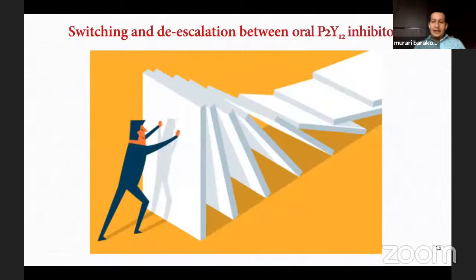Sometimes there appears a situation that we have to switch between P2Y12 receptor inhibitors for various reasons. One of the reasons is bleeding. The more potent you give, the higher the bleeding rates will be. And sometimes it's because of the cost. The newer agents are definitely much costlier than the older clopidogrel, and sometimes it may not be available, especially in case of Maldives.